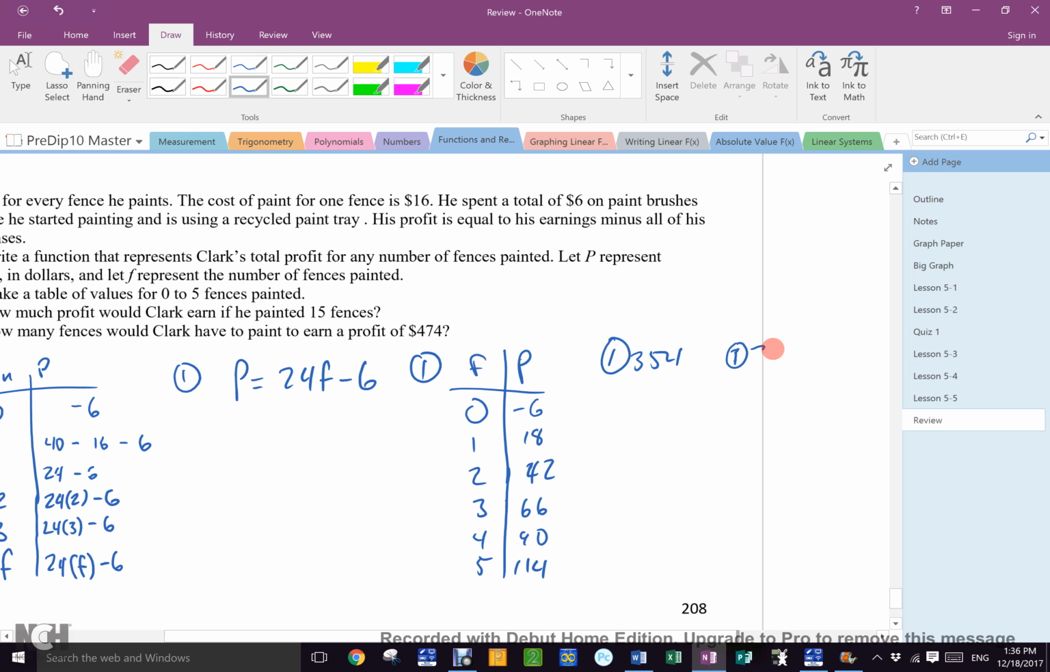And how many fences to make 474? You've got to reverse. It's function notation, isn't it? Because profit of fences, P of F, is 24F minus 6. So in this first one, it's P of 15. And in the second one, it's 474 equals 24F minus 6. And then you do your algebra. Everybody good?